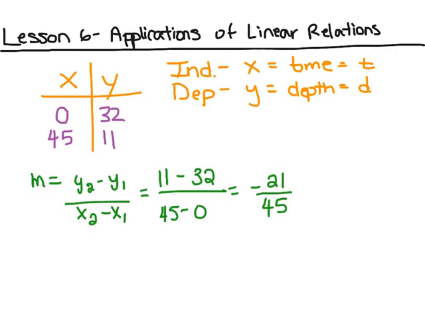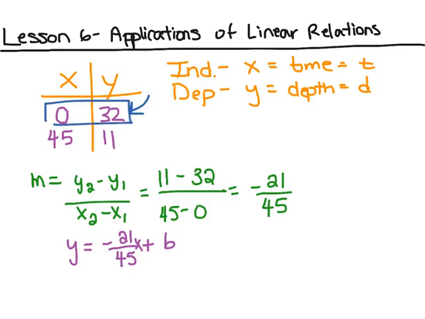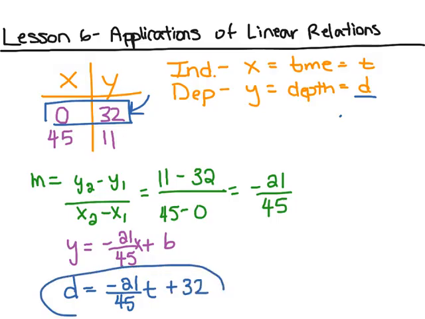So we have our equation so far to be y is equal to negative 21 over 45 x plus b. Now we don't know b, so we're going to plug in this point to figure out what our y-intercept will be. Just kidding, we already know our y-intercept. It crosses at (0, 32). So we have our equation. We know our y value is d, so d is equal to negative 21 over 45 t plus 32. So there's the equation for our line.